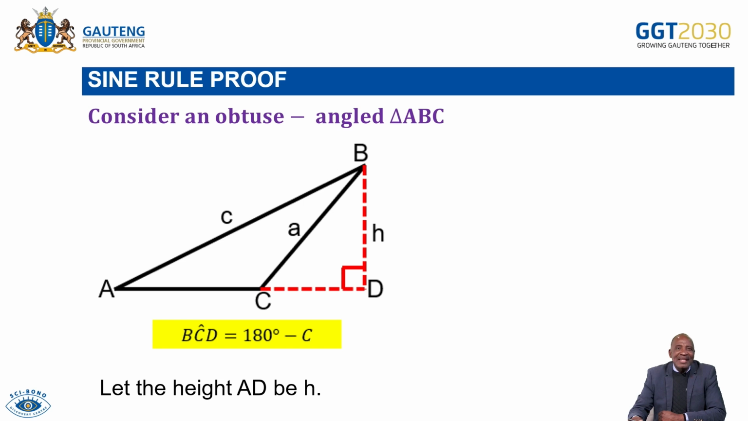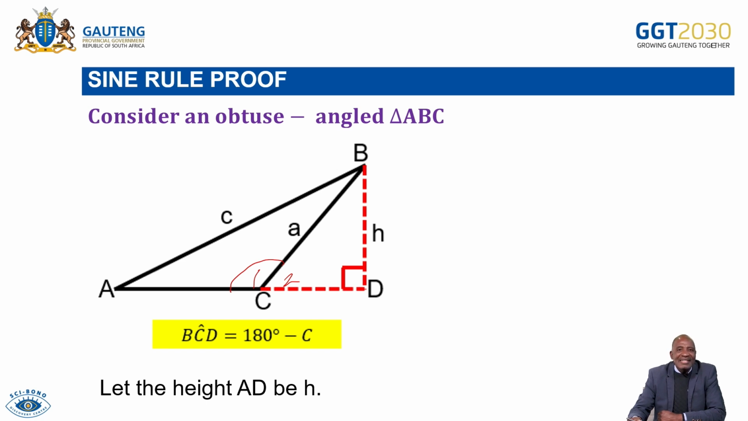This diagram says consider an obtuse angled triangle ABC. Why this time are we considering an obtuse angled triangle? Our triangle is ABC, meaning there is an obtuse angle here. That's our obtuse angle. Our angle A, let me call it C1, and then this one C2. Our angle C1 is an obtuse angle.